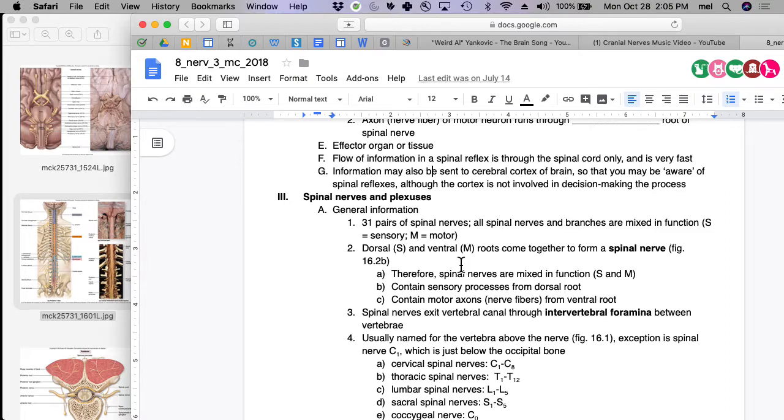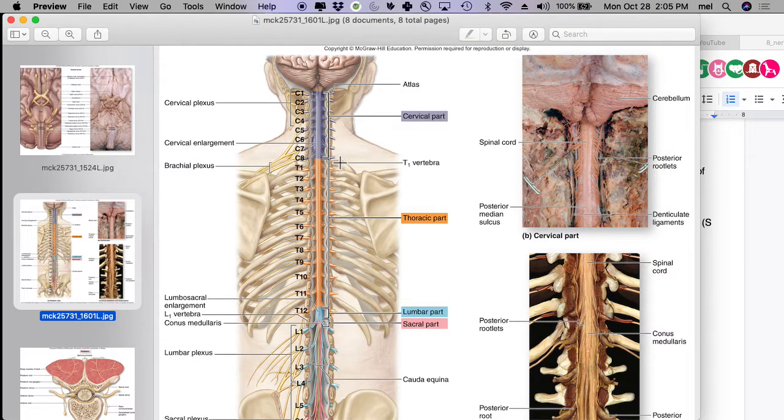Okay, so dorsal and ventral roots come together to form a spinal nerve. Spinal nerves are all mixed in function. They contain sensory processes from the dorsal root and motor processes from the ventral root. Where do spinal nerves leave the vertebral column? What's that little hole between vertebrae called? The intervertebral foramen, plural foramina, right? So that's where they leave, and that's why they're labeled what they're labeled. They're labeled for the intervertebral foramen that they leave through, except this weird one right here.